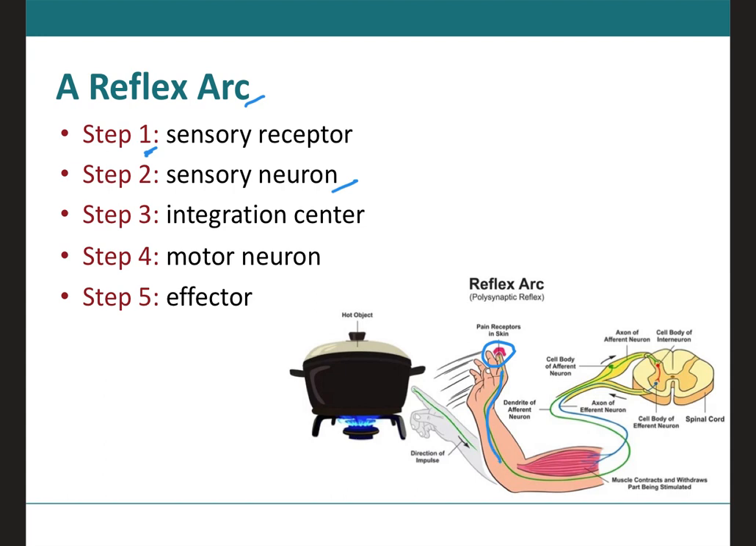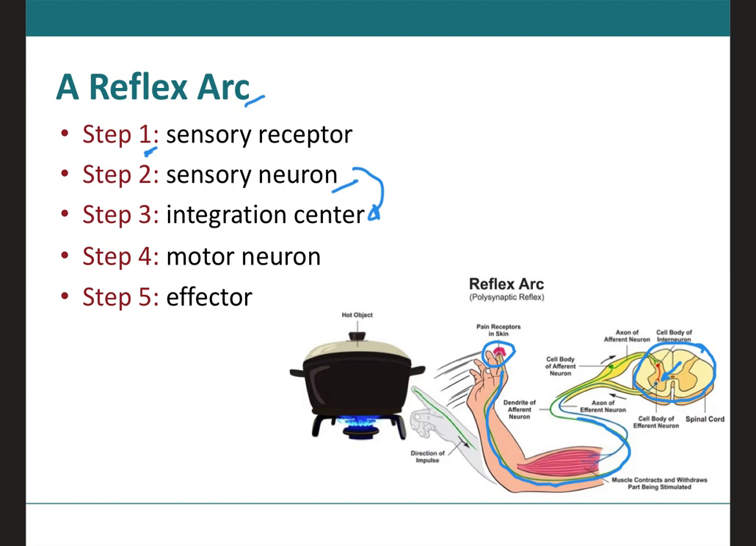So axons will conduct action potentials from the receptor to the integrating center. And where is this integrating center? The integrating center is in the spinal cord. So the information from the sensory neuron will always arrive at the spinal cord, which again is part of the central nervous system. Therefore, step 3 is the integration center, which is going to be the region of the gray matter in the spinal cord that will process this sensory input.